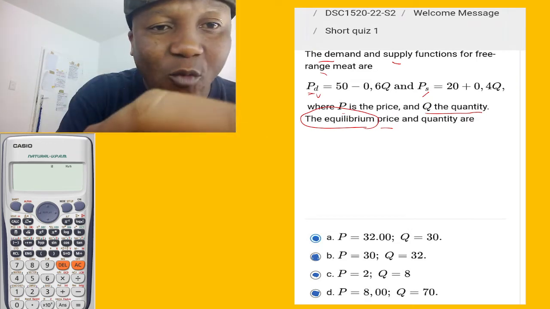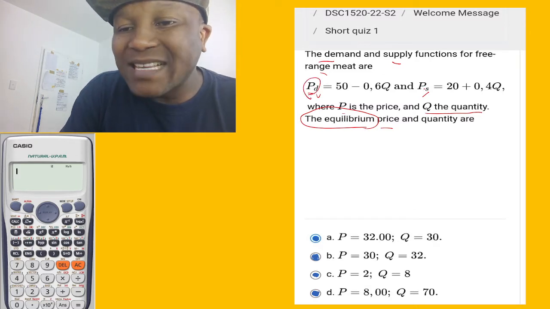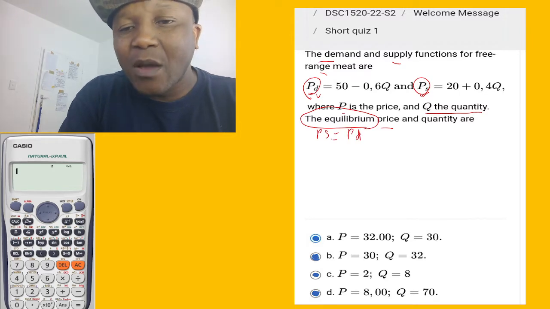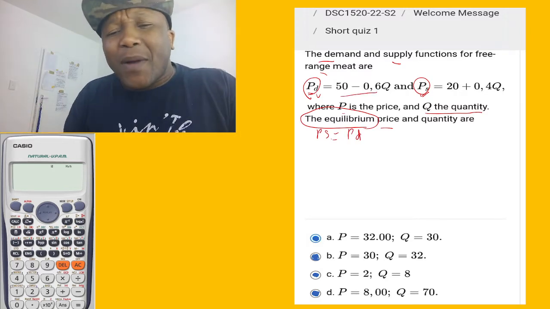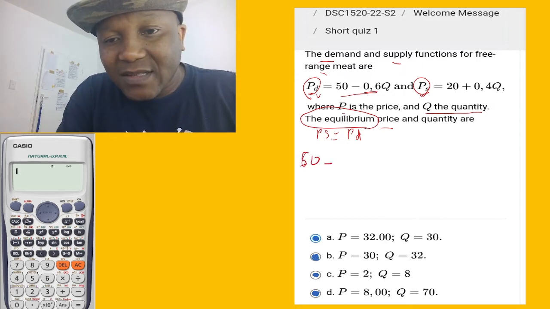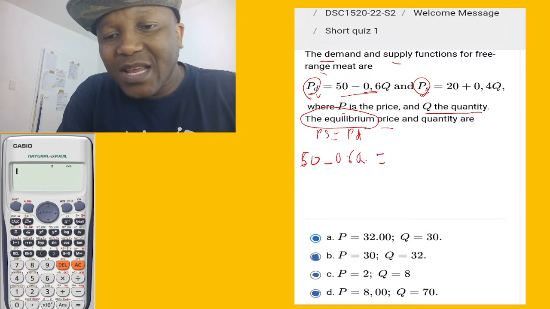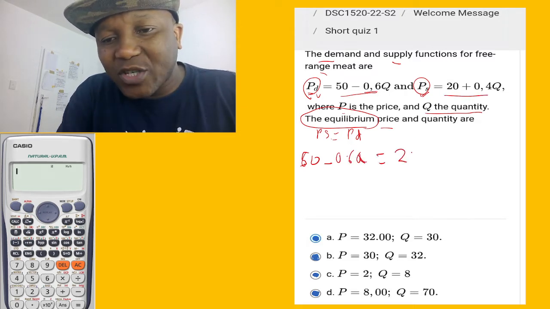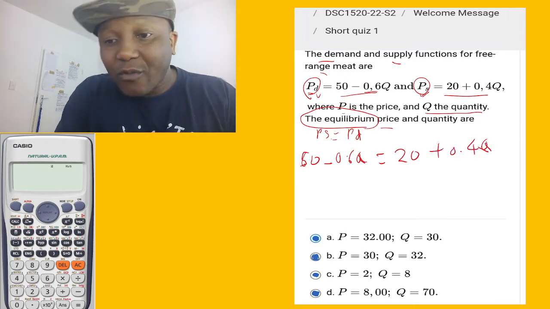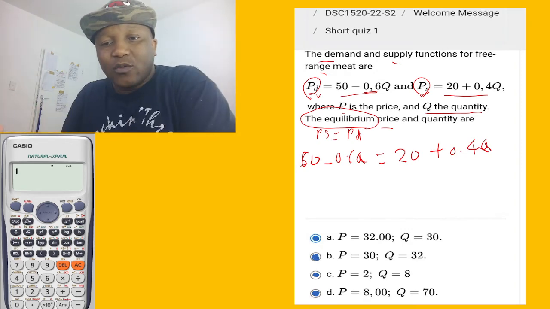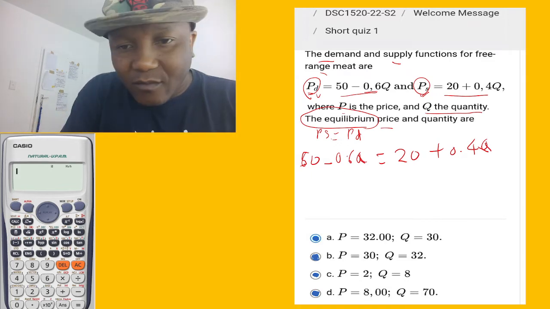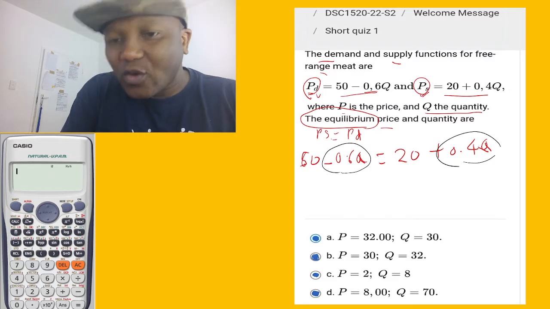So now for that case, at equilibrium, price of demand must be equal to the price of supply. So I'm gonna say price of supply must be equal to price of demand. Price of demand, they gave us 50 minus 0.6Q. So it's gonna be 50 minus 0.6Q. And then we're gonna equate it to price of supply, which equals 20 plus 0.4Q. So Q with a Q, number with a number. So this is Q and these are Q. So let's put them one side.